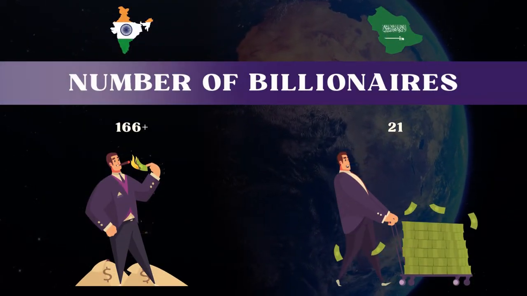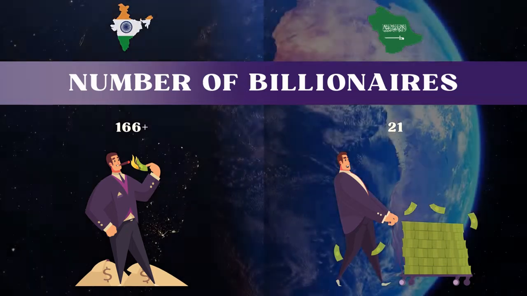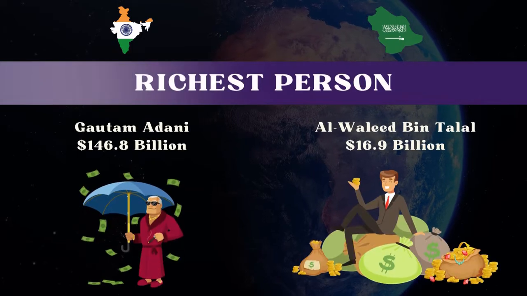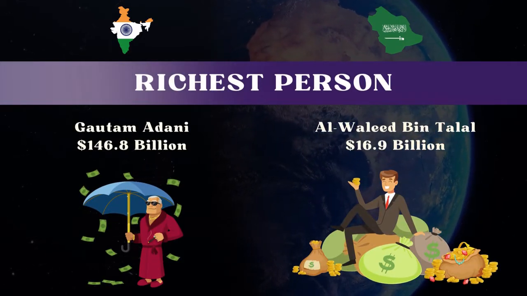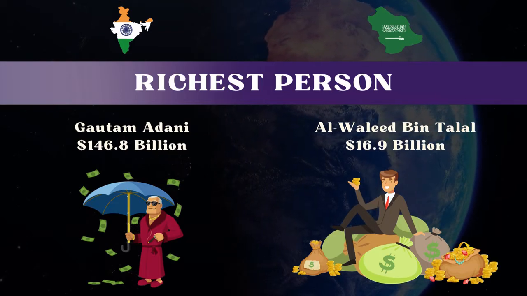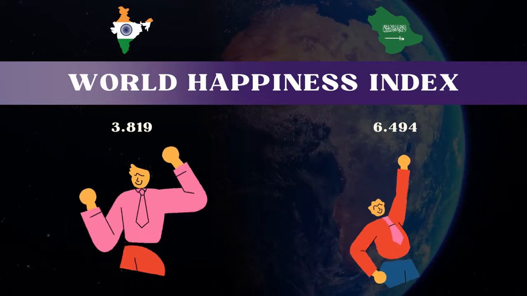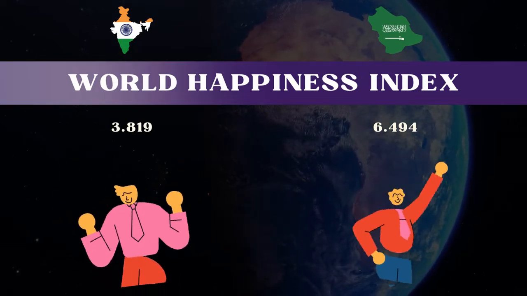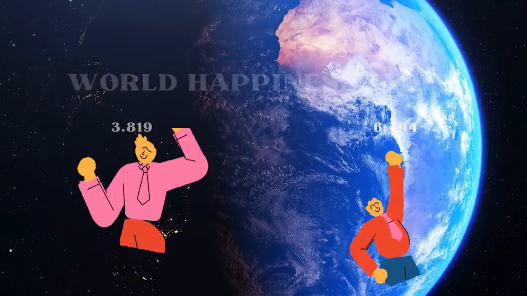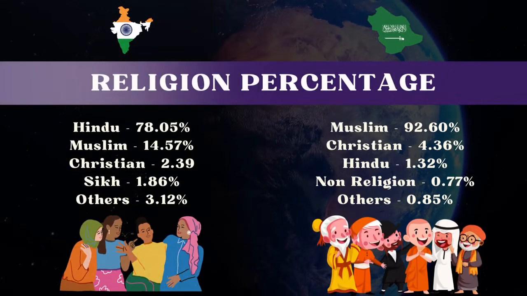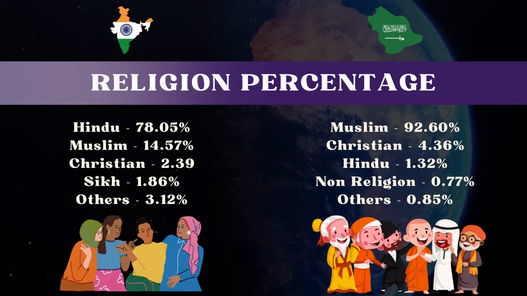India has more than 166 billionaires, and Saudi Arabia has 21 billionaires. Gautam Adani is the richest person of India in 2022 and Al-Walid bin Talal is the richest in Saudi Arabia. 3.819 is the happiness index of India and 6.494 is the happiness index of Saudi Arabia. Hinduism dominates in India and Islam dominates in Saudi Arabia.